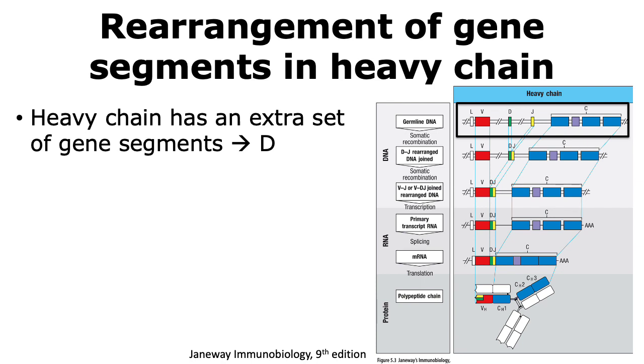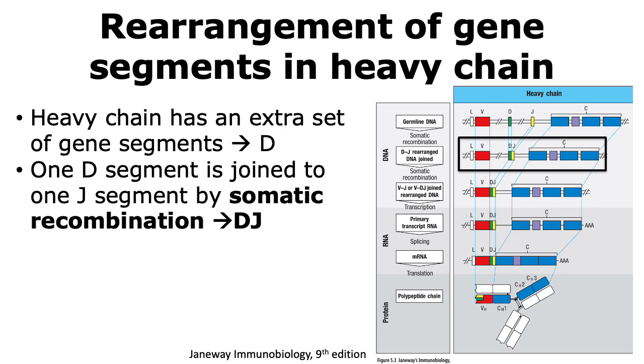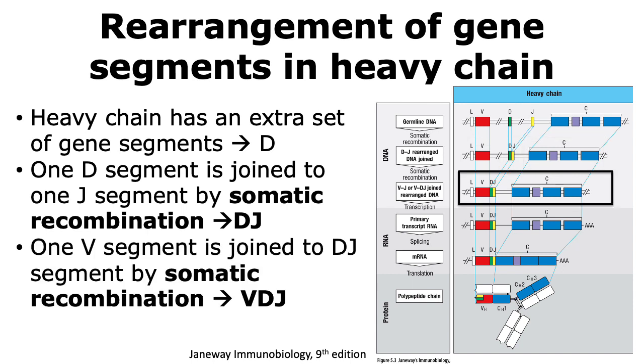The heavy chain locus will also undergo DNA recombination the way the light chain locus undergoes DNA recombination. The first step in this recombination event is the joining of one D gene segment with a J gene segment, and this is the DJ recombination event. Once the DJ recombination event is completed, one V gene segment will be joined to this DJ segment, and thus we see the VDJ recombination event.